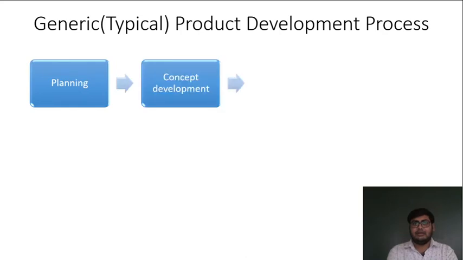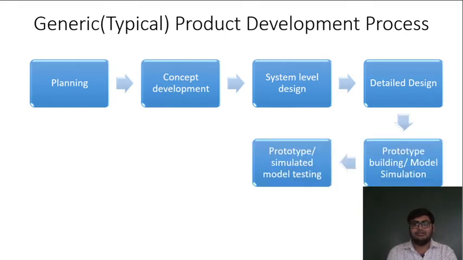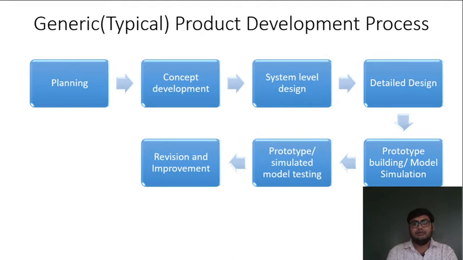First of all, we know that every product development process has some typical steps which it has to follow, and these steps are planning, concept development, system level design, then detailed design. After that, we do prototype building or model simulation. Then we test this prototype or simulated model. Then we do revision and improvements if required, and then we go into production phase.